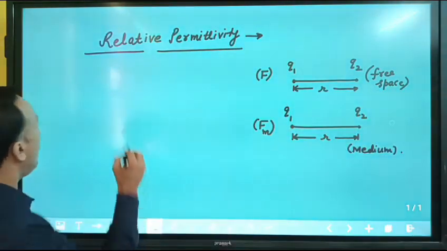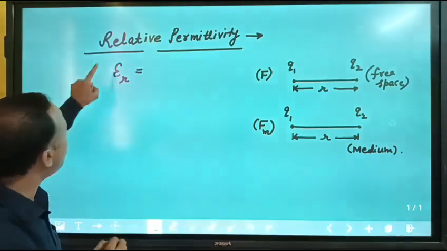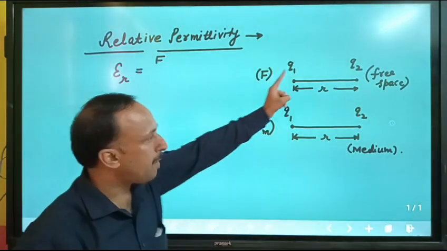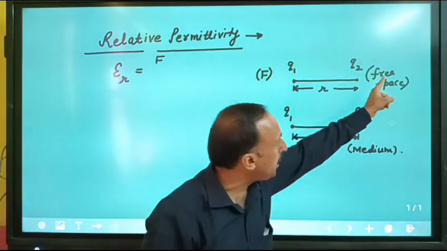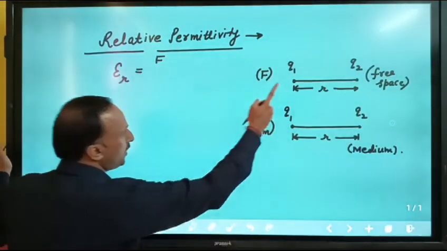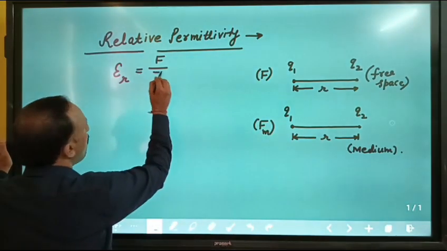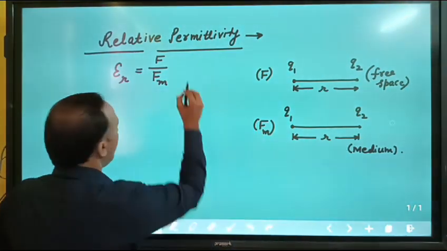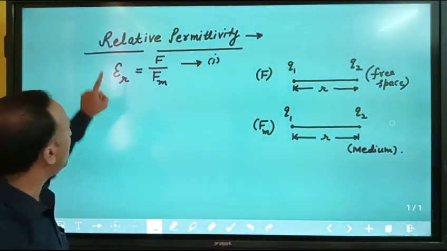So why the definition? Relative permittivity is defined as, the symbol for the relative permittivity is epsilon r. It is the ratio of the force between two point charges, my diagram number 1, when they are kept in free space to the force between two point charges when they are kept in a medium. So in free space, the force between two point charges is represented by F, whereas the force between two point charges when they are kept in a medium is represented by Fm, and the ratio between these two forces is going to define a term known as relative permittivity.